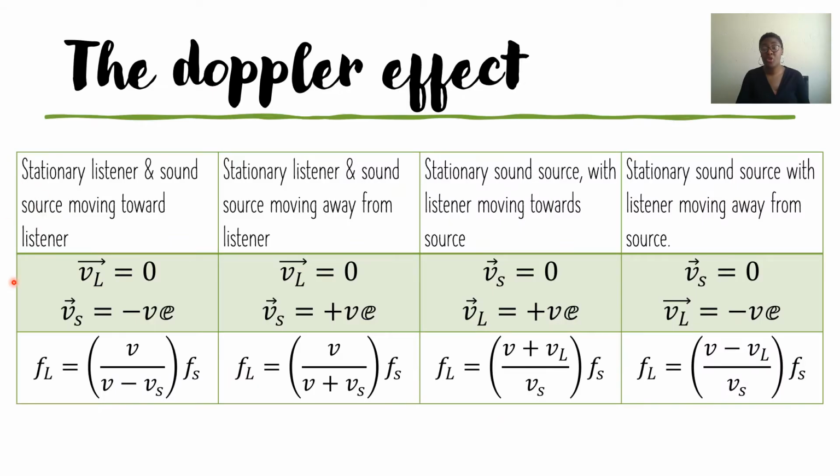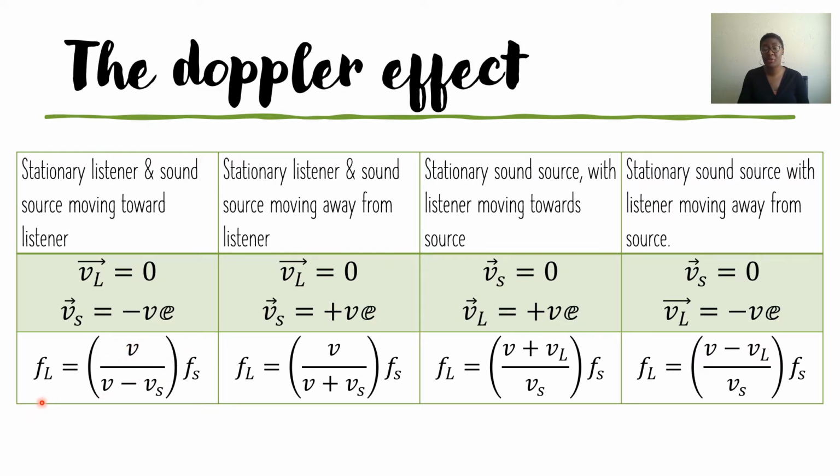Now also, this equation can be rearranged depending on whether you have a stationary listener, a moving listener, or a moving sound source. So let's go through this. If you have a stationary listener and the sound source is moving towards your listener, remember that the velocity of your listener will be 0 because he or she is not moving, and the velocity of the sound source will be negative because it is moving towards the listener. If you place that into your equation, this will be the equation that you will use.